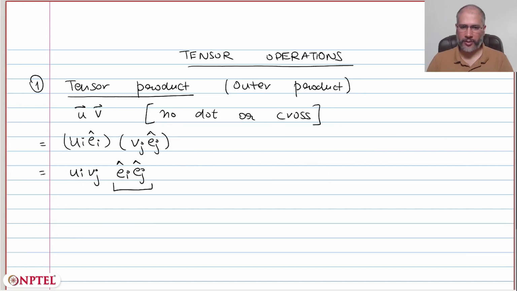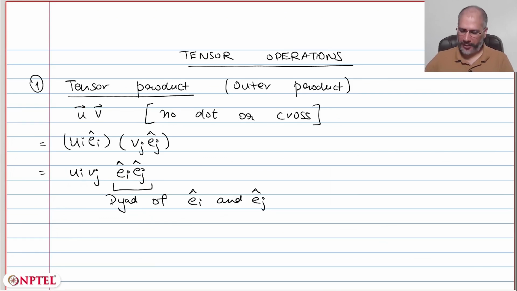In fact, this is the tensor product or the outer product of the unit vectors ei and ej, and this is called the dyad of ei and ej. So the quantity ei ej is called the dyad, and when I say ei ej, that is the outer product or the tensor product of ei and ej.